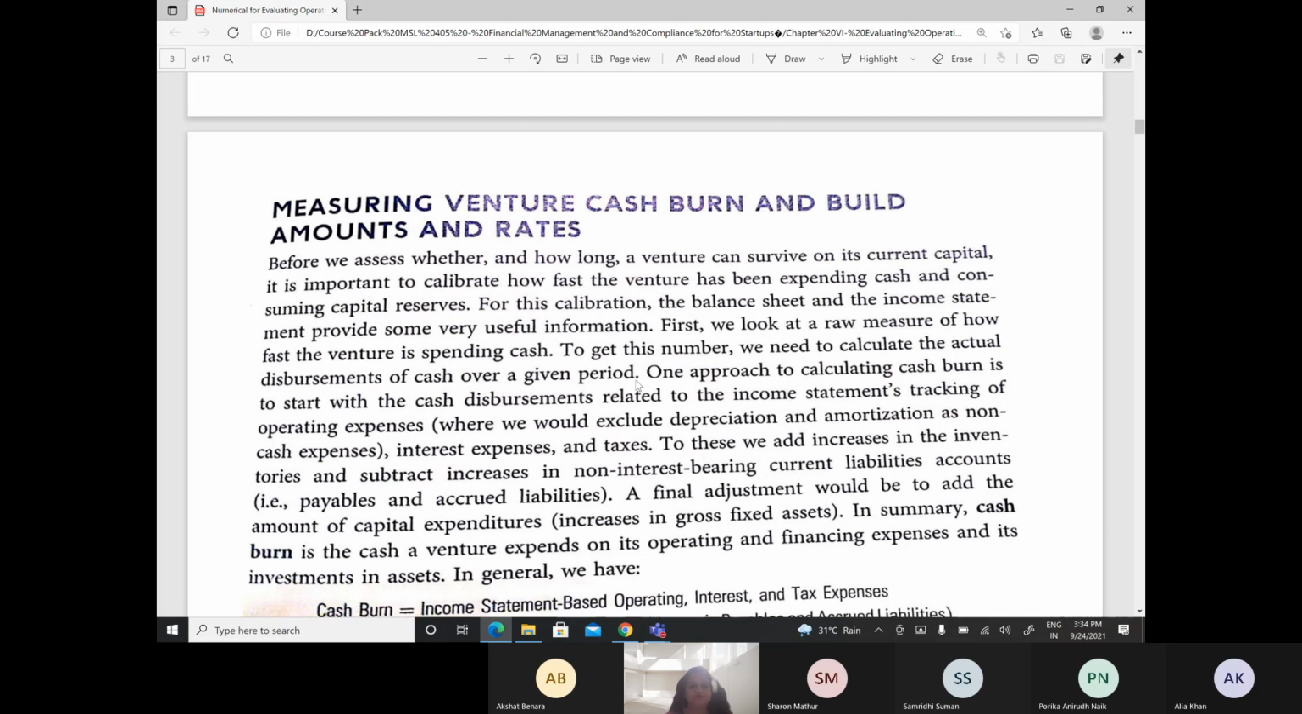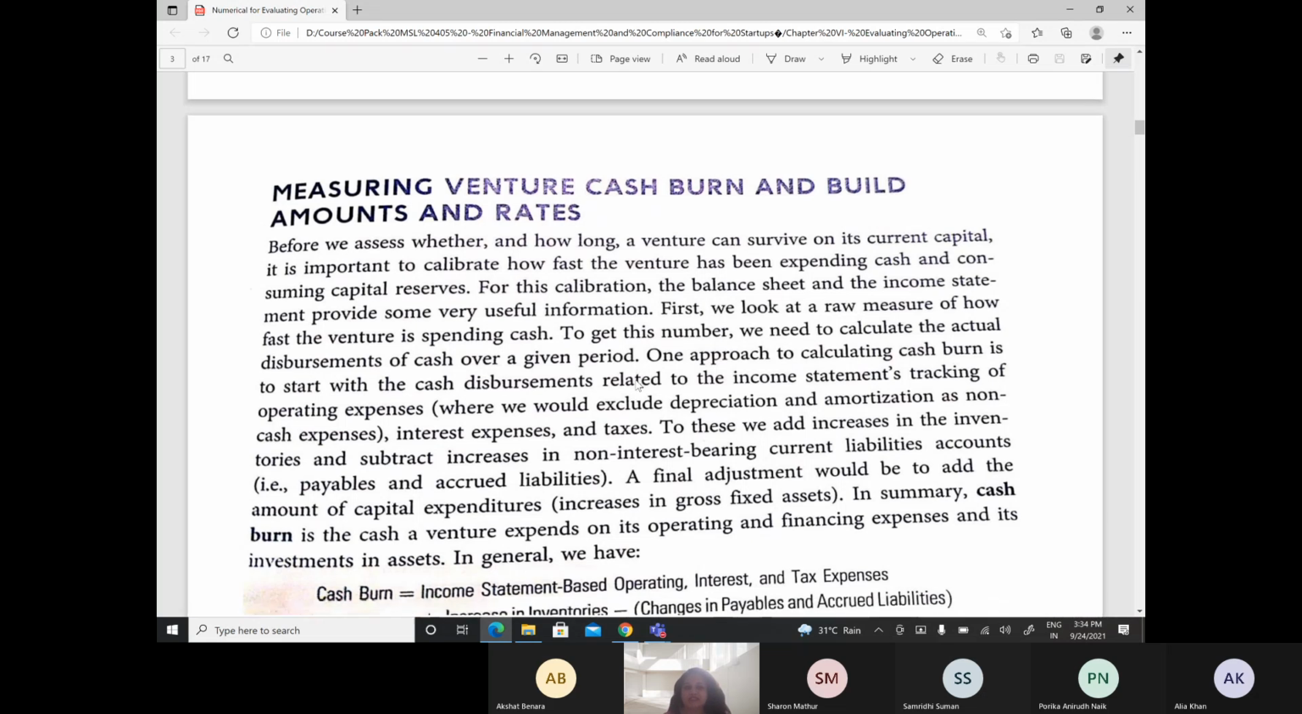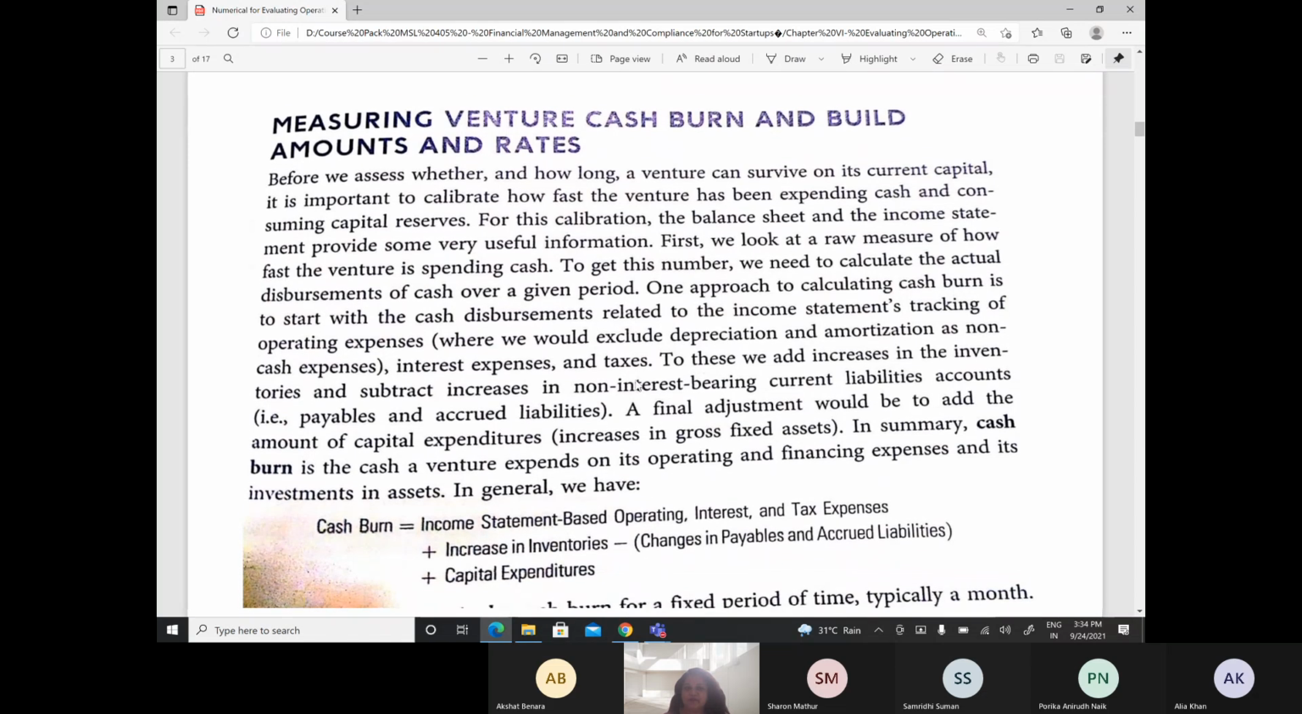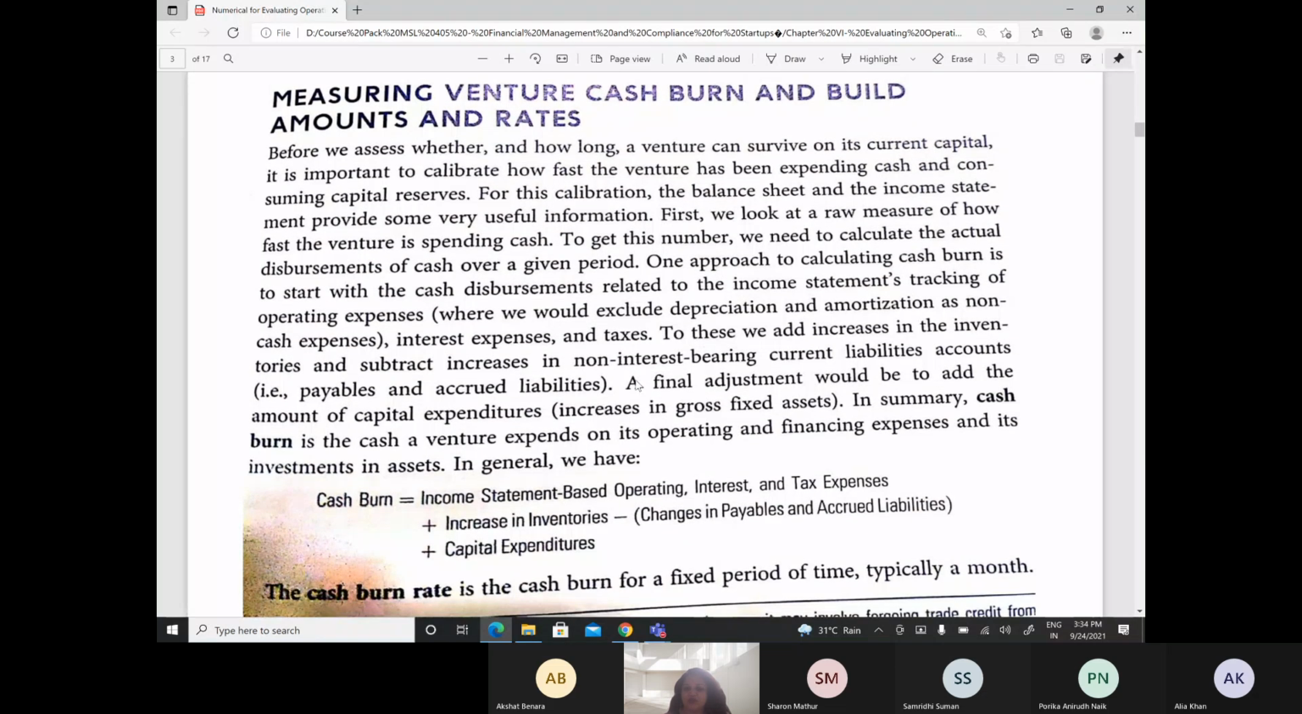Okay, fine. So we were discussing the venture cash burn and build amounts and rates, and I'll carry on over here. And of course, if anyone has any doubts or questions, you may please unmute yourselves and ask, or you can write in the chat box or raise your hands. Samriddhi, keep an eye out for people who are writing a question or raising their hands so that we can address their concerns. Sure, ma'am.